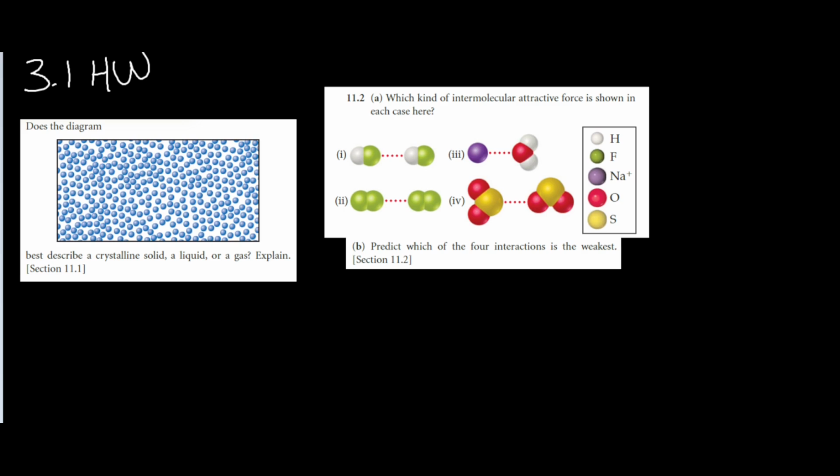So let's start. Number one, does the diagram best describe a crystalline solid, a liquid, or a gas? We can immediately rule out a gas because gases are more spread out, with less density. But here they're all relatively connected together. I would also say it's not a solid because there's no structure. You can see that here especially, or here, the density is very different. There's no concrete structure.